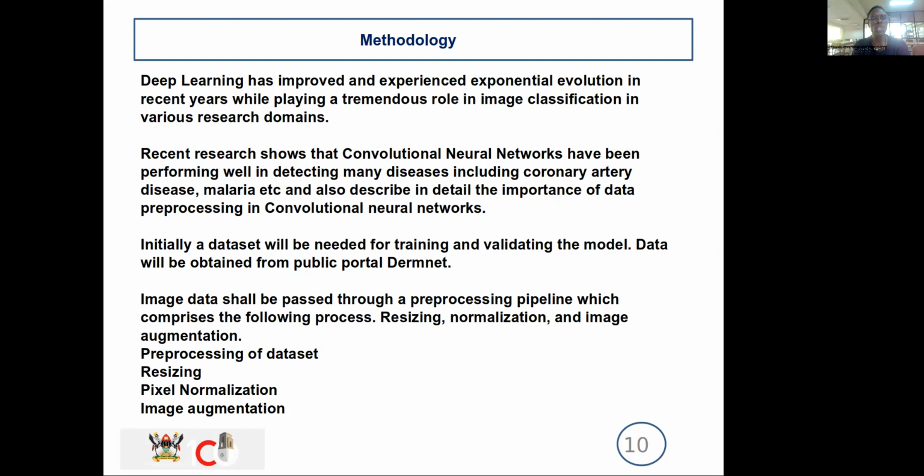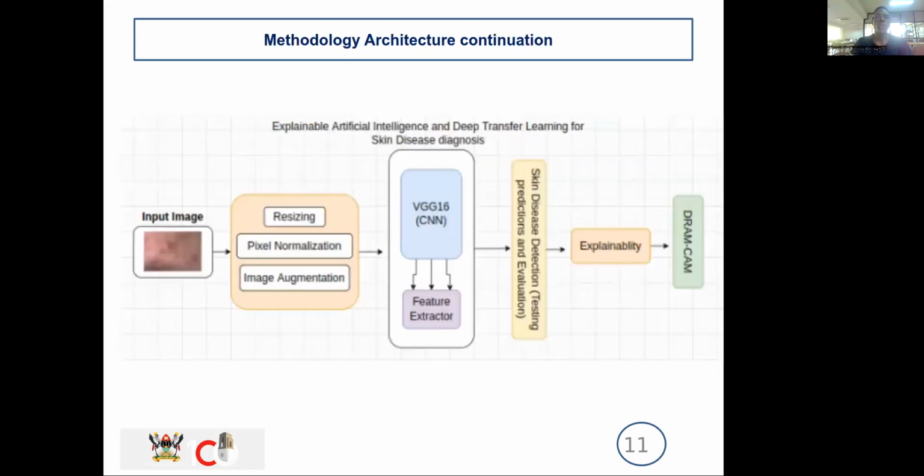So initially, we shall have a data set which will be needed for training and validating the model. Data will be obtained from public portal domains. Image data shall be passed through a preprocessing pipeline, which comprises the following processes: resizing, normalizing, and image augmentation. So the image below here shows the architecture in terms of graphic.